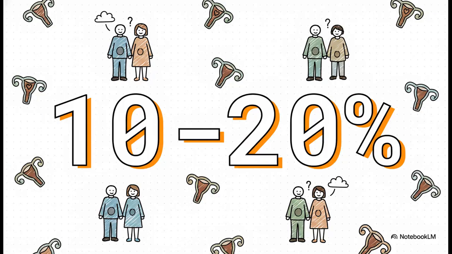And just how common is this? Well, it's estimated that 10 to 20% of all clinically recognized pregnancies end in miscarriage. That's huge. It means for every 10 pregnancies the doctor confirms, 1 or 2 will unfortunately end this way. So this is something you will encounter.